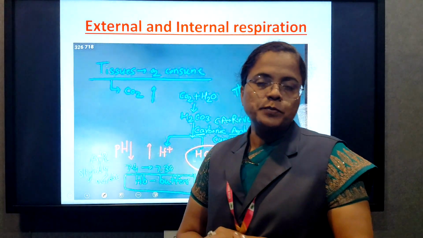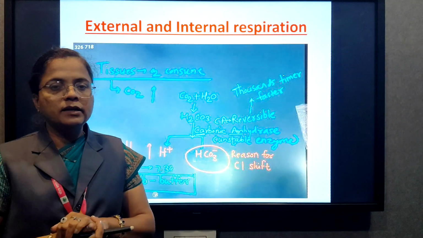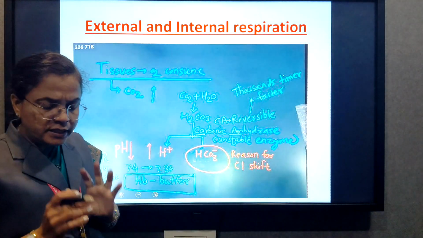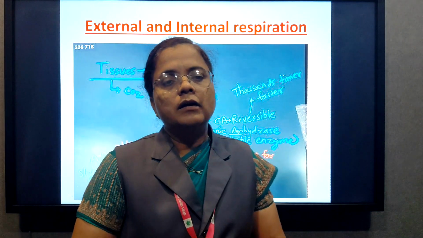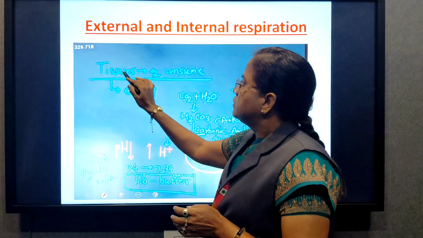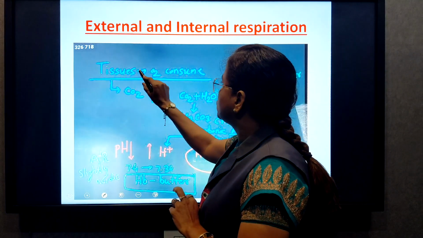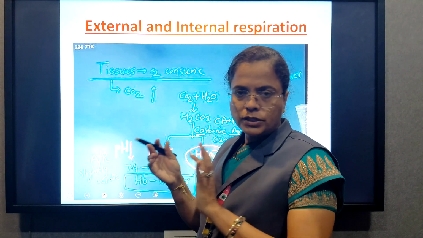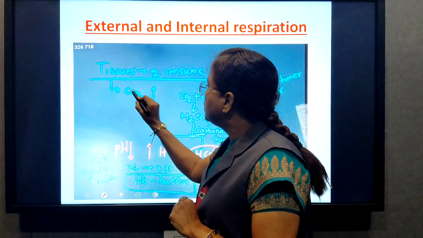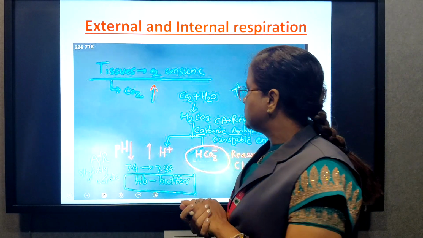Next, internal respiration. It takes place between the blood capillaries and the cellular level. Here some important things are mentioned, which are very necessary. Suppose this is the tissue. In the tissue, in the oxidation process, oxygen is consumed. Due to the consumption of oxygen, carbon dioxide is released. So at the tissue level, the carbon dioxide level increases.